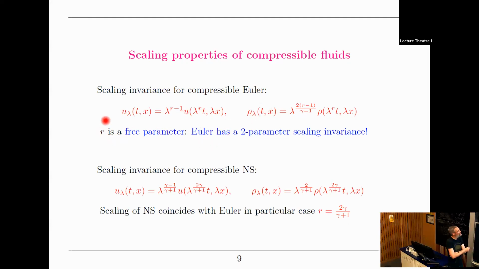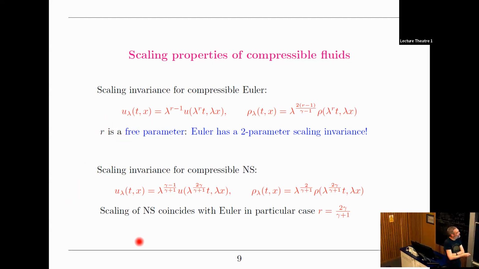This R is directly related to the sequence I was showing. This is your main tool, the main game you want to play. You want to play with this free parameter and say that for some very special value of that parameter, you can actually produce smooth self-similar profiles for compressible Euler. But for now, let me just remember that this is a free parameter.